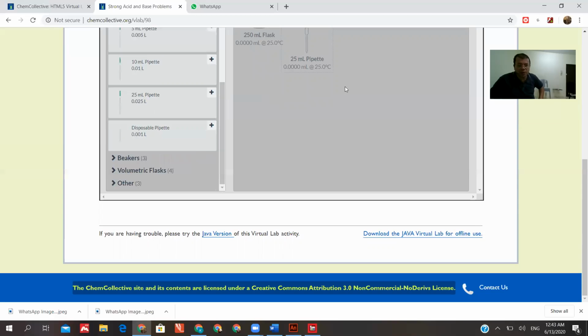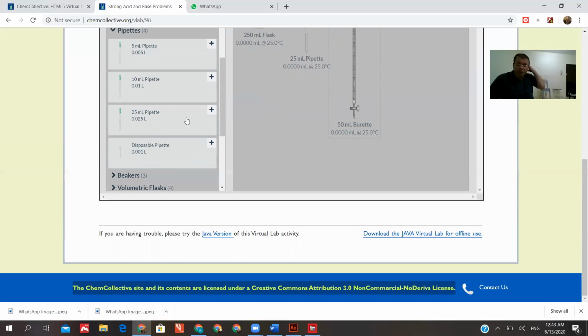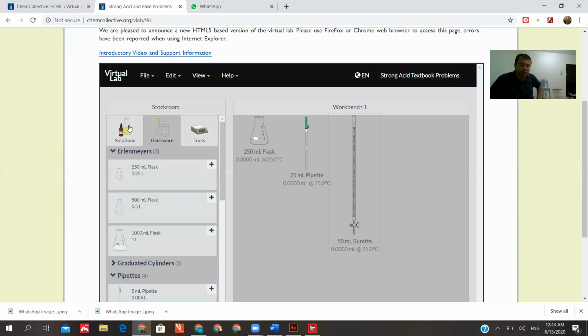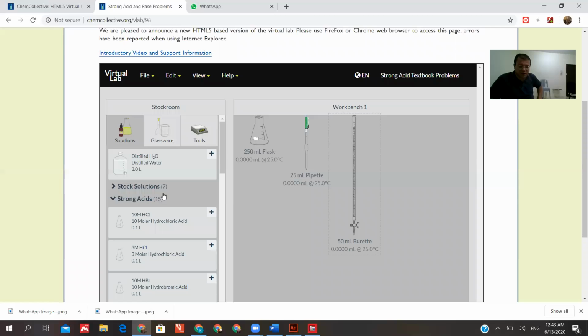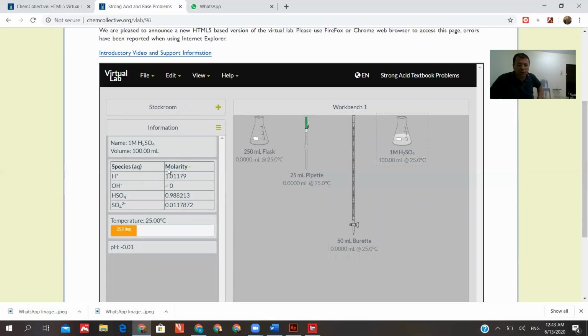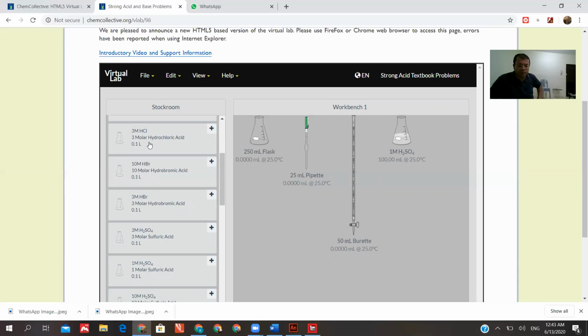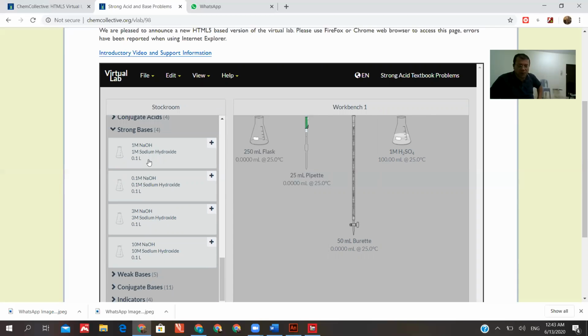We're going to decide the equipment. I'm just going to put it here. This one is the burette which I need. About the chemicals which are required here, I'm going to take the solutions. What will you do? I'm going to do a titration with a strong acid. Let's take 1 molar sulfuric acid. Also, we need a base. We took here 1 molar sulfuric acid. I will take 1 molar sodium hydroxide.